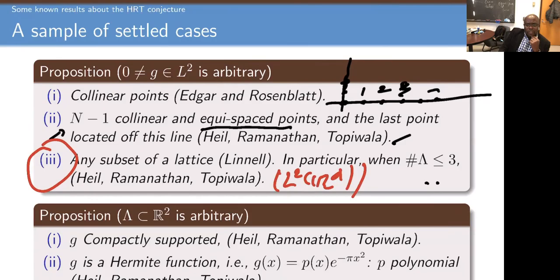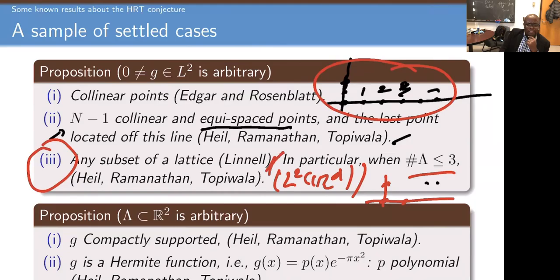So any 3 points always sit on a lattice. This was already observed by Heil, Ramanathan, and Topiwala. So they proved the case for 3 points already in the original paper. And the case of 3 points is actually just a special case of this, because in the case of three points, I can assume that this is zero, this is one, and then the last one will be just anything on the line. So that was proved already in the original paper. But again, this result right here is the most general that you can think of.